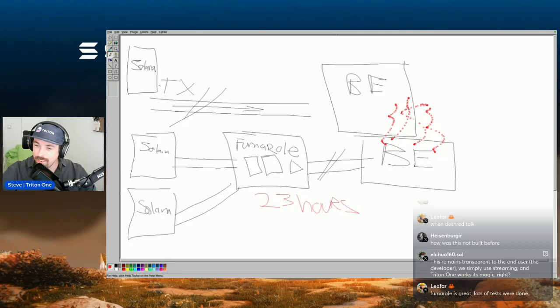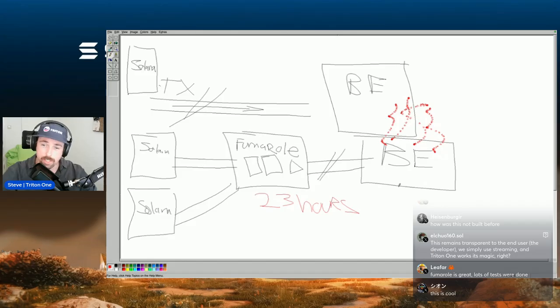Lifar says, Fumarole is great. Lots of tests were done. Yes. And this week we announced that we're going to have more instances across the globe. So you can connect to a Fumarole instance close to home, as close as possible. This is very cool. I agree.